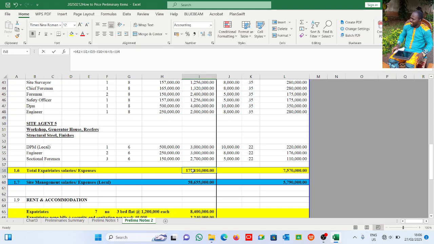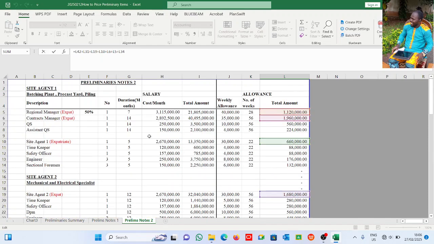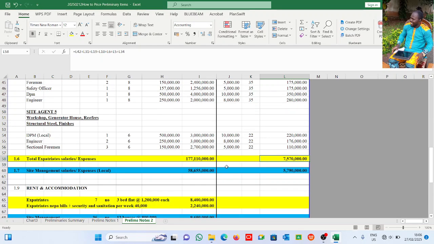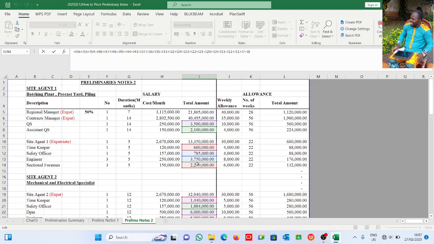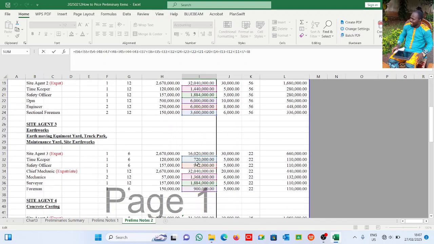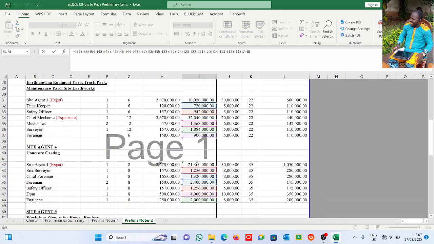Now total expatriate salaries here is 177 million, and the allowances here is 7.57, 7.6 million, however you want it. All right, now this is expatriate. The other ones that are not highlighted here are the locals, the indigenous professionals. The same thing for site management and salaries too, for the locals, the indigenous professionals.